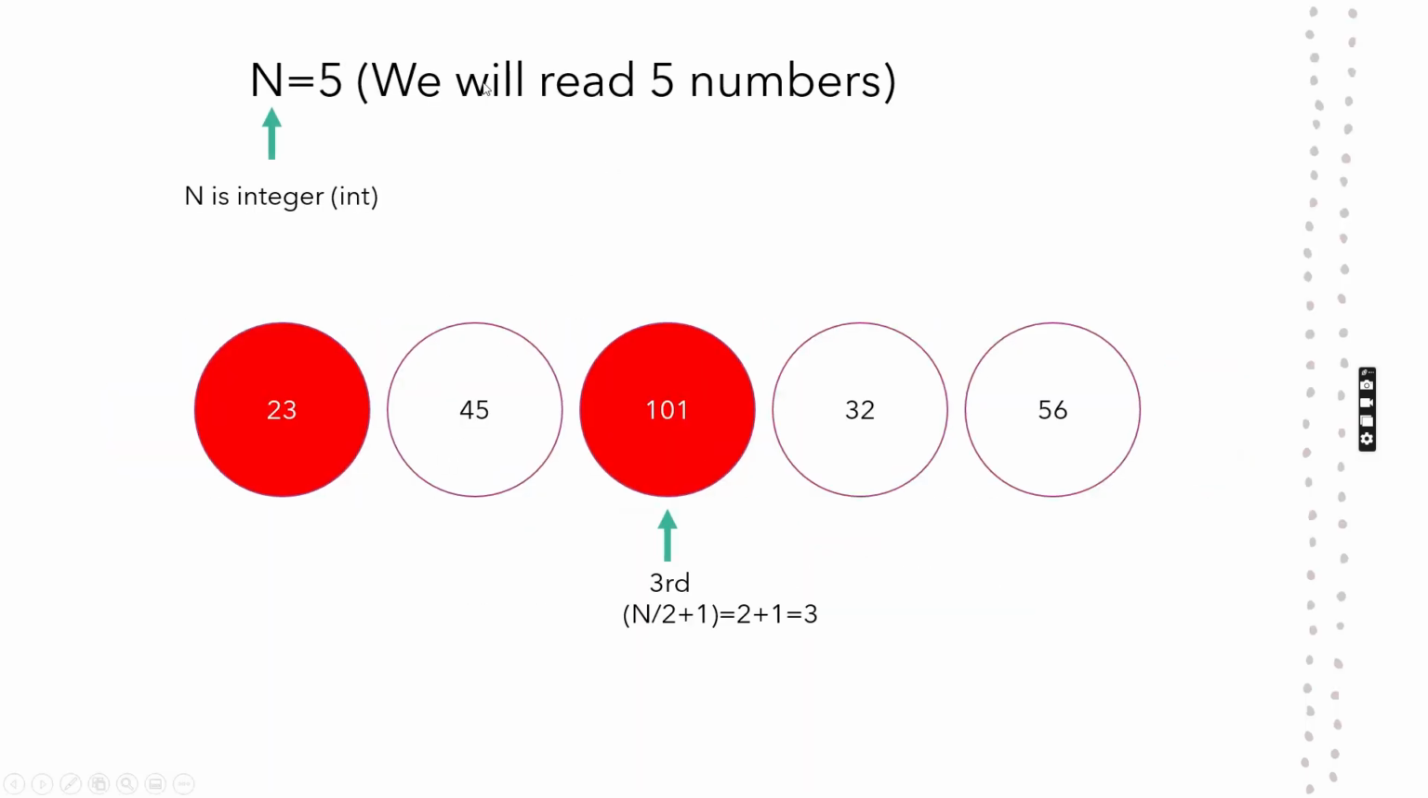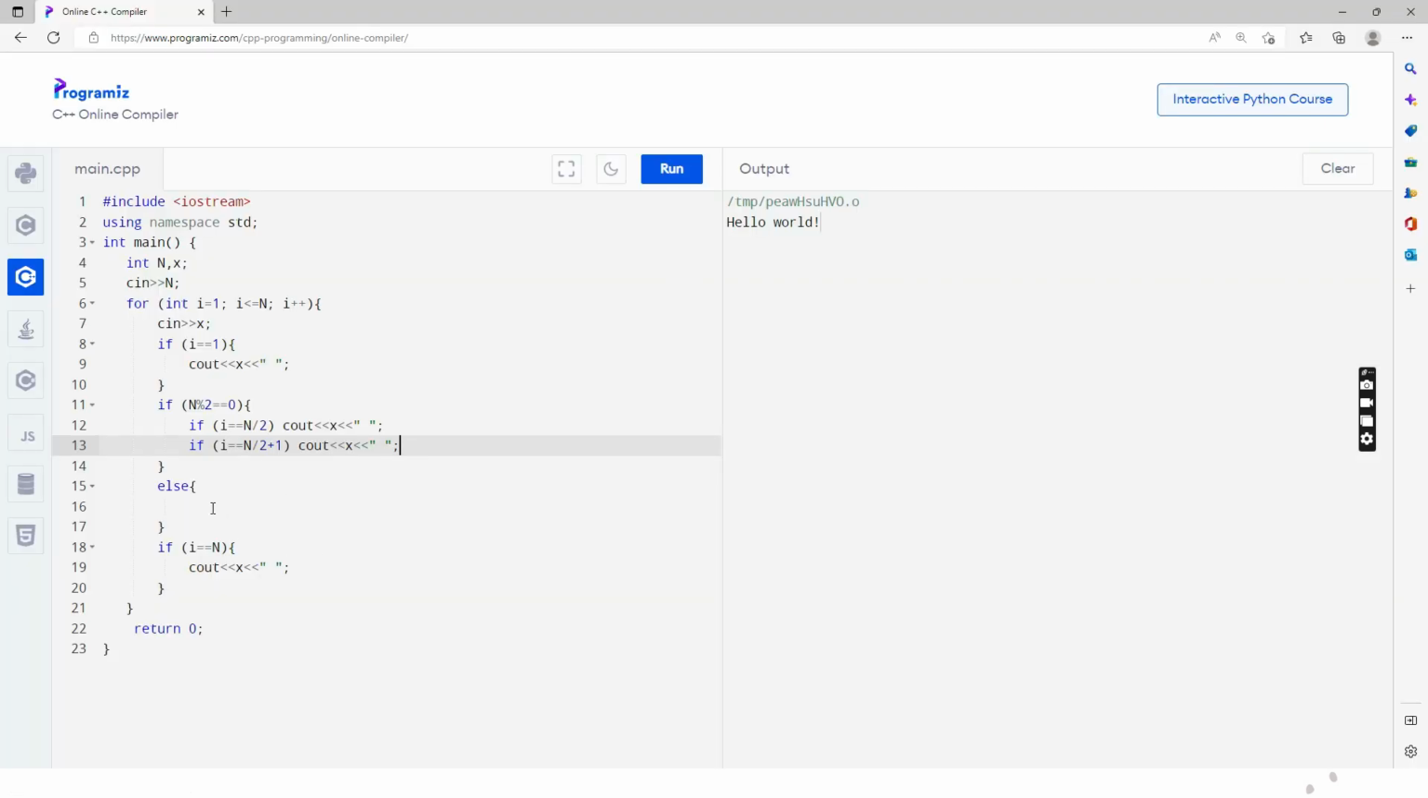But if n is odd number, then we will print the number at position n divided by 2 plus 1 if we start from 1. So here I will check if i is equal to n divided by 2 plus 1. So if it is, we will print the value of the number x that I have read.